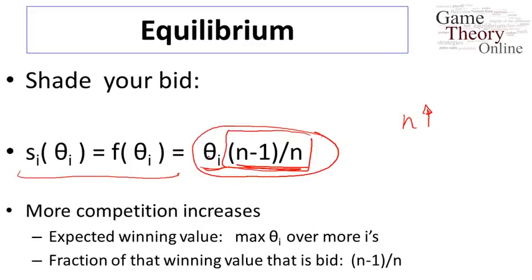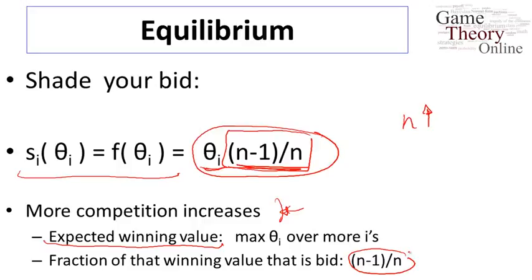So actually this is interesting in the sense that it tells us two things about the revenue in the auction. As we increase competition, as you increase the number of bidders, two things are happening. One is the expected winning value is going to go up. As I get more and more people out there, there's a higher chance that somebody really loves the painting. So I get a higher and higher theta i. I'm taking a max over a bigger and bigger set. And the fact that there's more people competing in the auction means that they're all bidding higher. So they're bidding more competitively.